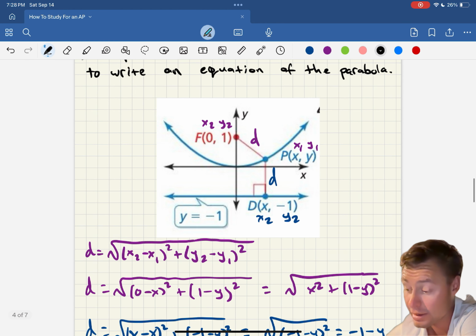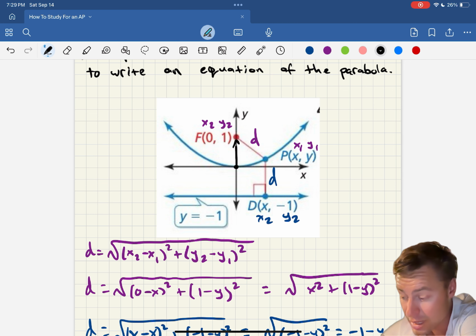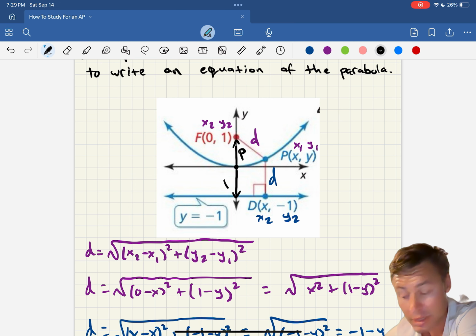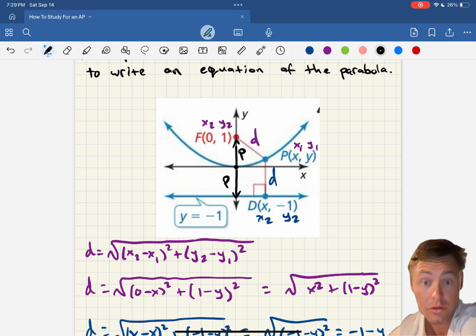And if you look at it, it makes perfect sense because our vertex is right here at 0, 0. And then 1 unit up from that, which would be p, is 0, 1, where the focus is. And then 1 unit down from that, which would also be p, is y equals negative 1, which is the directrix. All right.